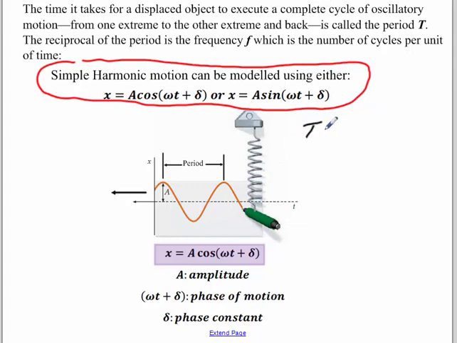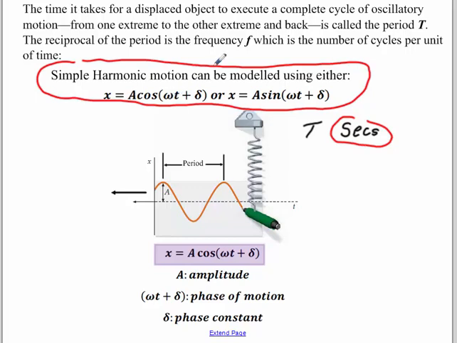Period is noted with the symbol T, and its units are typically seconds. Again, it doesn't have to be, but that is what it is usually measured in: seconds, the time it takes to go one complete oscillation.